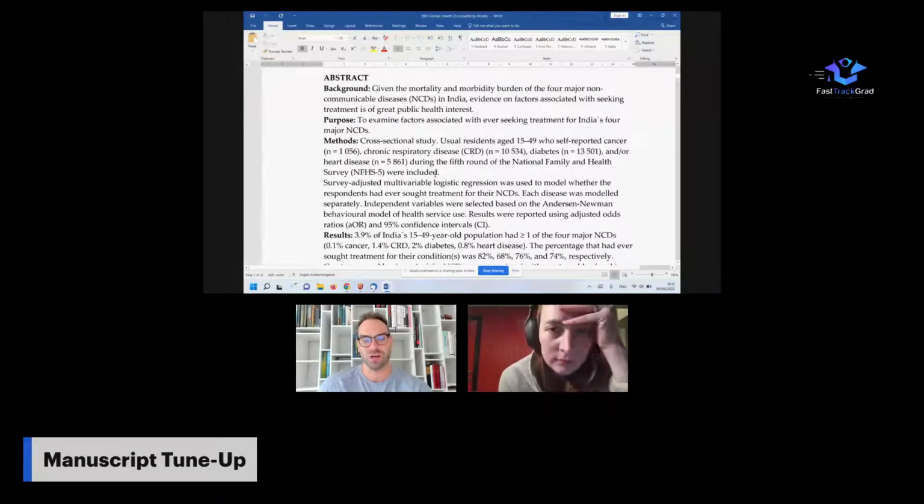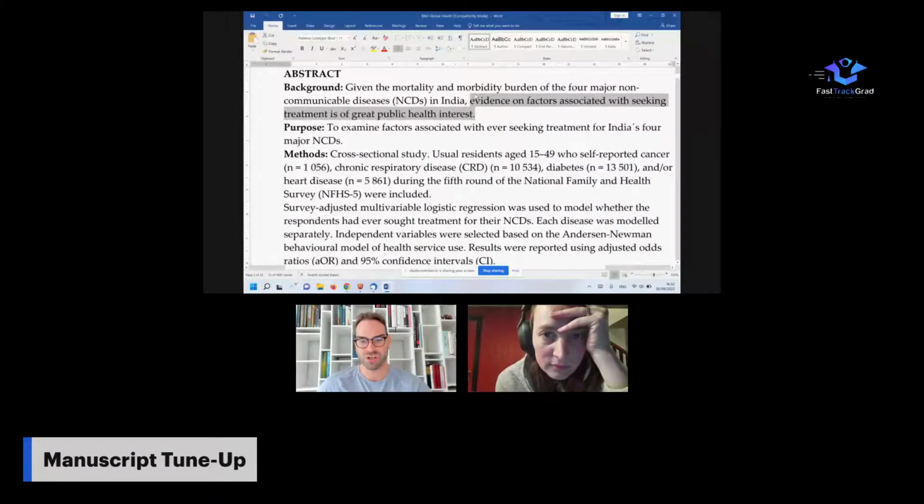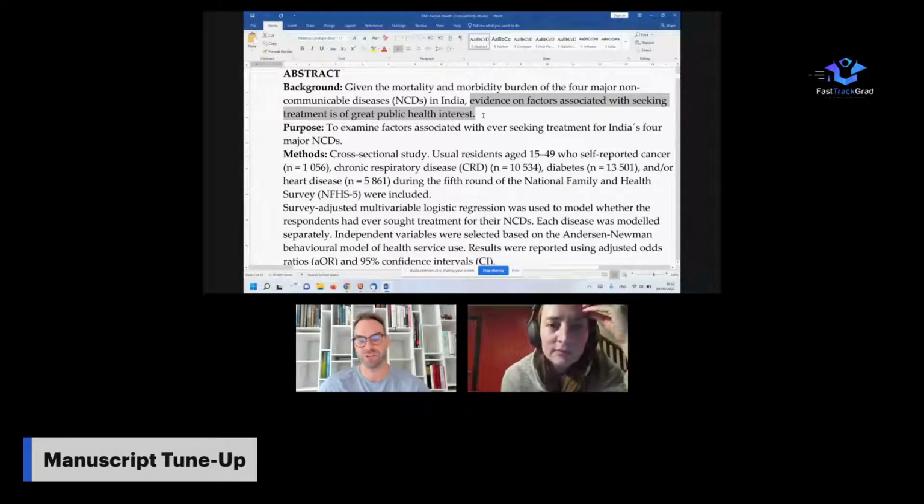So okay, here we go, background. This is usually where you want the gap to be. And this is weak. This is a weak identification of the gap. "Evidence on factors associated with seeking treatment is of great public health interest." That doesn't exactly make me feel incredibly excited about what the value of this paper is going to be or what big debate it's tapping into. What do you think about this on the gap, Courtney?